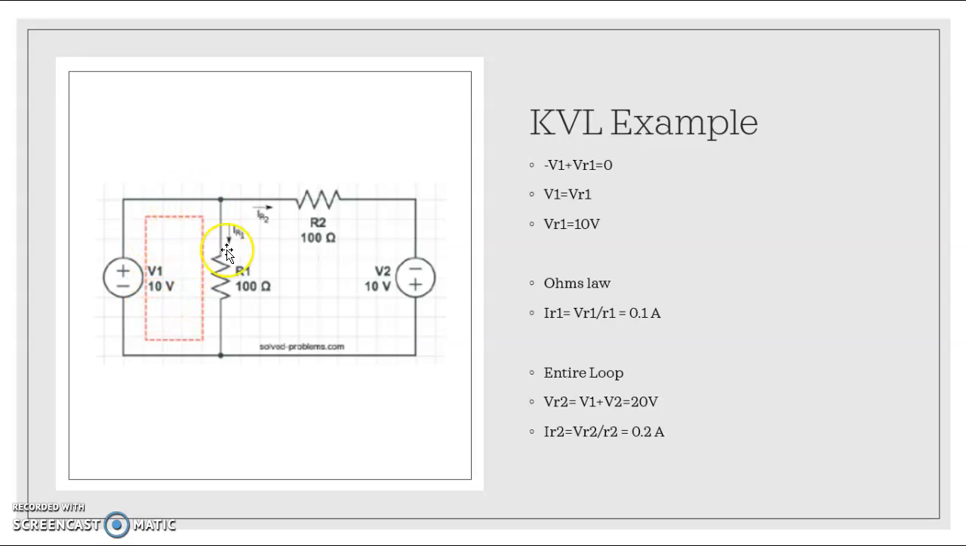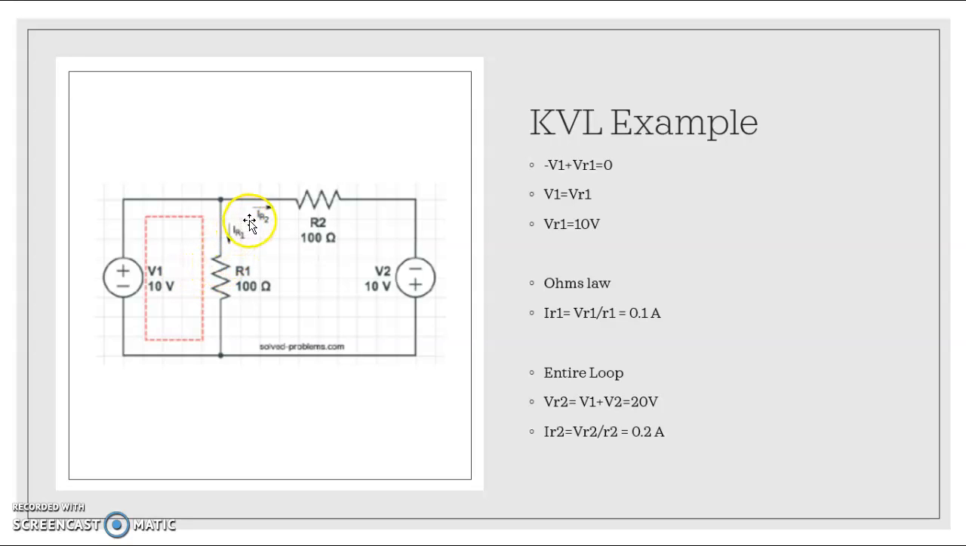So we'll start with the first loop right here, a closed circuit loop. So minus V1 plus the voltage across resistor 1 is equal to 0. And this is minus V1 because it is flowing from negative to positive. And so V1 is equal to VR1, therefore making VR1 equal to 10 volts. Then you apply that in Ohm's law, where IR1 is equal to VR1 over the resistance, and that comes out to 0.1 amps.